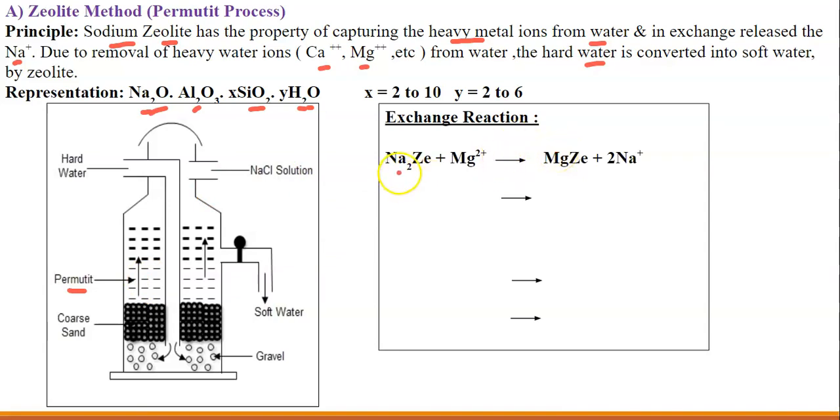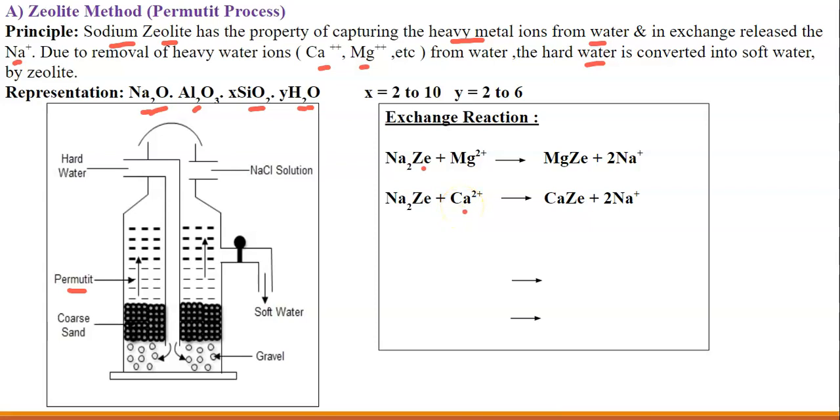So here we have written Na2Ze. This is our zeolite bed which is having loosely held sodium ions. So when the hard water passes through the zeolite, the heavy metal ion, magnesium ion, will be replaced by the sodium ion. So this is the reaction in zeolite. Magnesium will go with the zeolite and Na+ ions will be given out in the water. Same reaction we can do with calcium also.